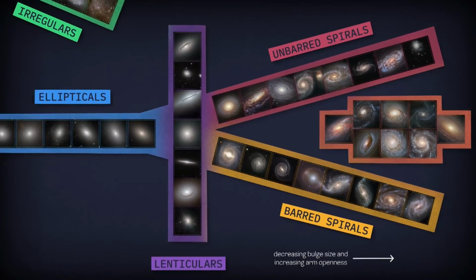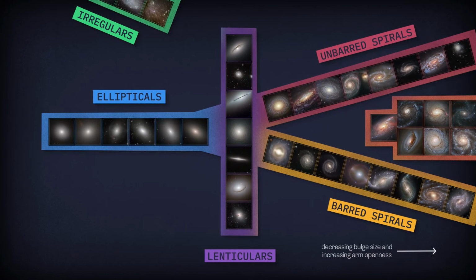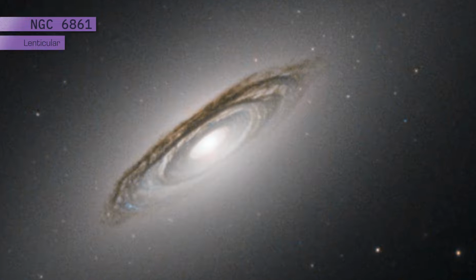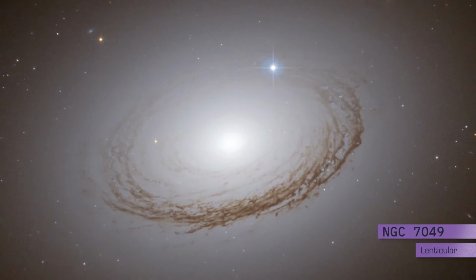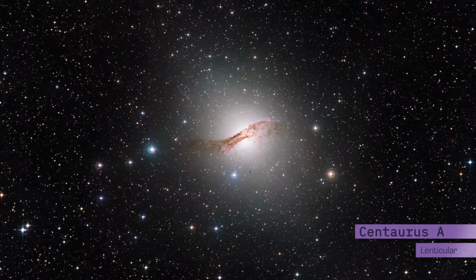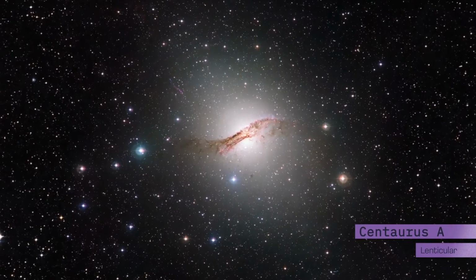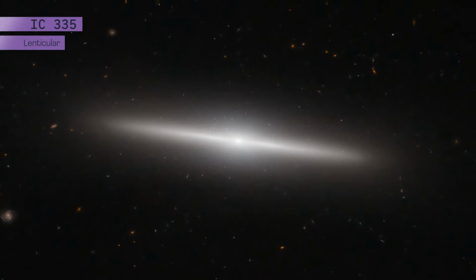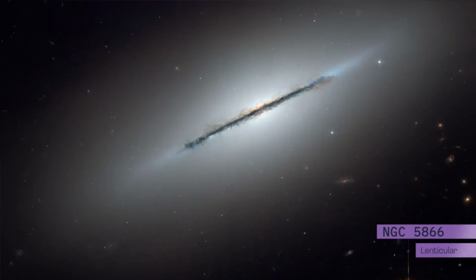Lenticular galaxies sit between elliptical galaxies and spirals. They have a central bulge of stars and a flattened disk, but no spiral arms. Like ellipticals, lenticular galaxies don't have much gas and dust, and also have mainly old stars. When viewed edge-on, their shape resembles a lens, which is why they're called lenticular.